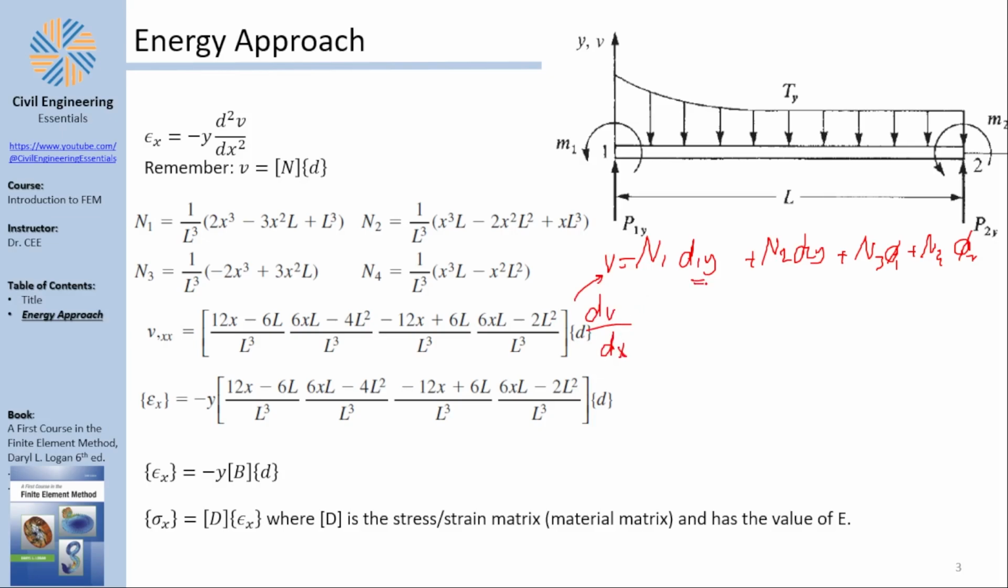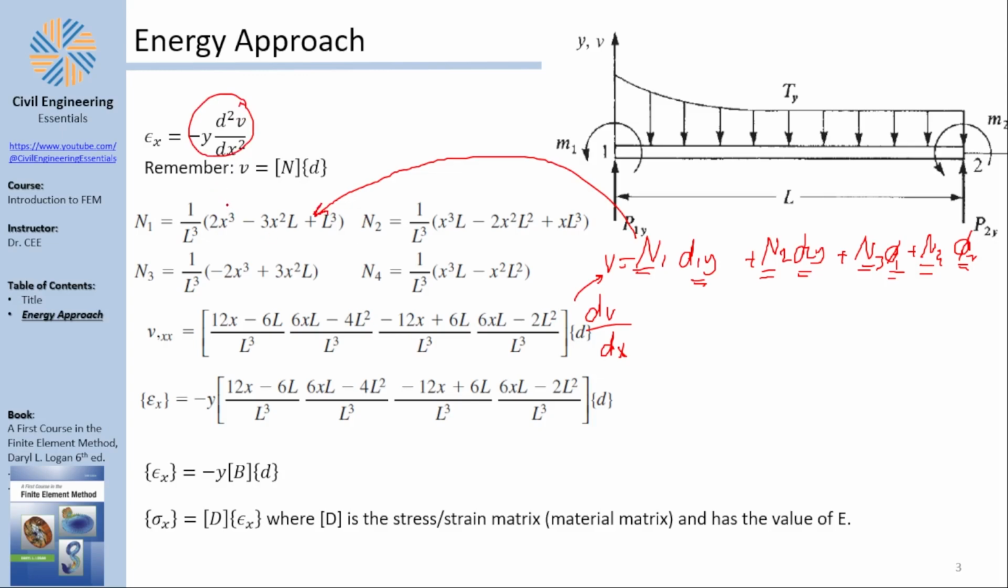Now, d1y is obviously not something with respect to x, so it's a constant. d2y is a constant when we derive to x. Phi1 is a constant with respect to x. Phi2 is a constant with respect to x. But n1 and n2 and n3 and n4 are not constants with respect to x. Those mixing functions and shape functions are functions with respect to x. So when I want to derive this, I actually need only to derive the shape functions 2 times.